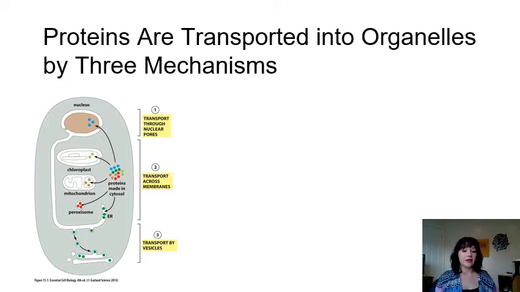However, we have a third method. So this is going to be proteins that need to end up in the Golgi apparatus or that need to be exocytosed, so sent outside of the cell, proteins that need to be implemented at the cell membrane. Those are going to be transported by our third mechanism, which is vesicles.